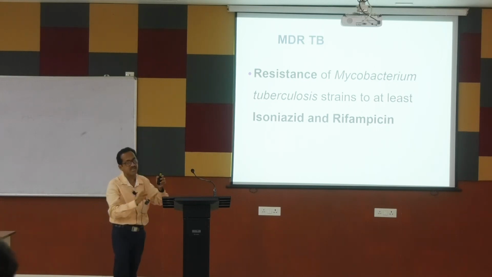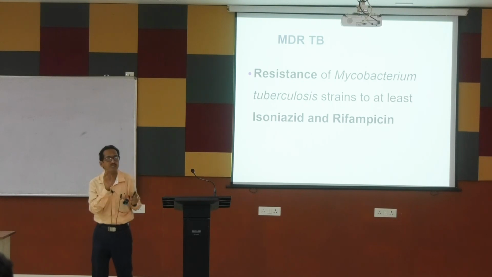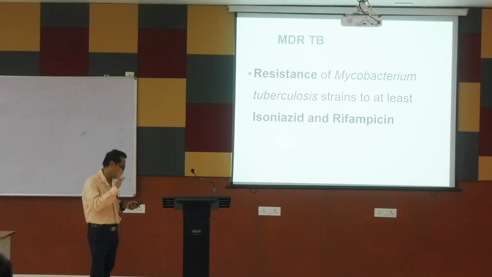Now, what is MDR-TB? There are three terms: MDR-TB, pre-XDR-TB, XDR-TB. So, what is MDR-TB? Resistance to rifampicin and INH. That is MDR-TB. This will be asked in exam. MDR-TB is resistance to isoniazid and rifampicin.